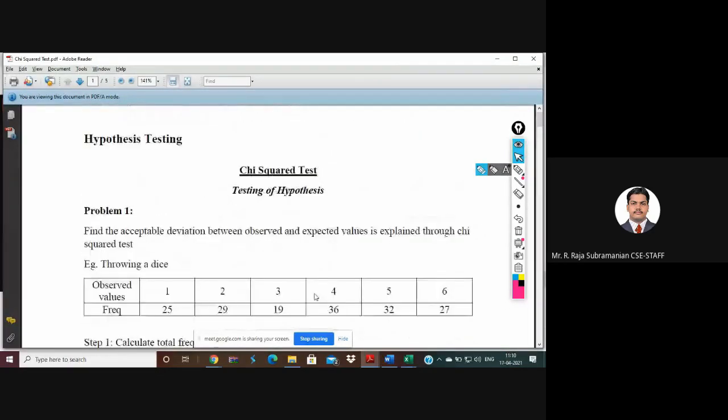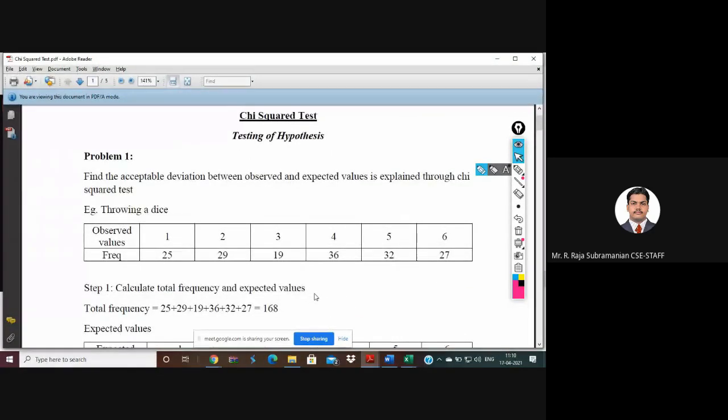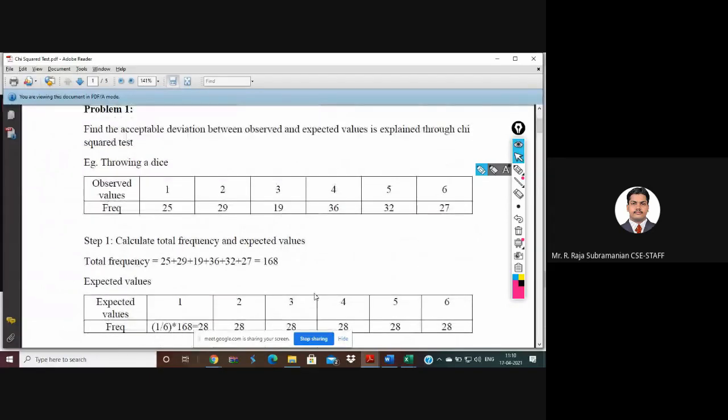Though many days have happened, you may have slightly forgotten this. Let me recap those. A table will be given where observed values are this and frequency is this. While throwing a dice, there are 6 possibilities and the frequency of each possibility is given. The chi-square metric says that there should be a uniform distribution. I add all these: 25, 29, 19, 36, 32, 27, and I get 168.